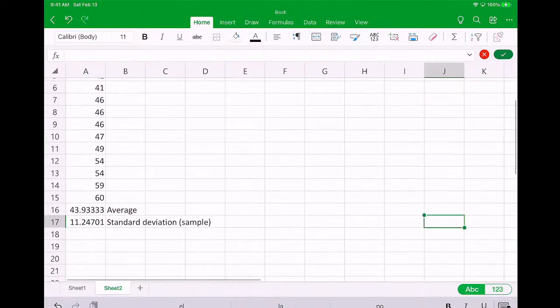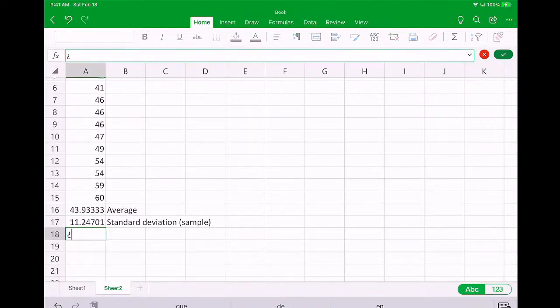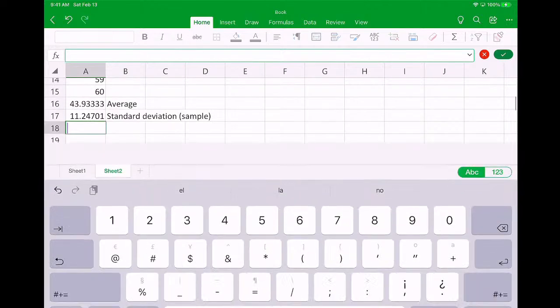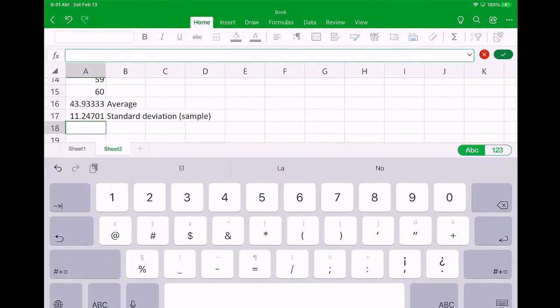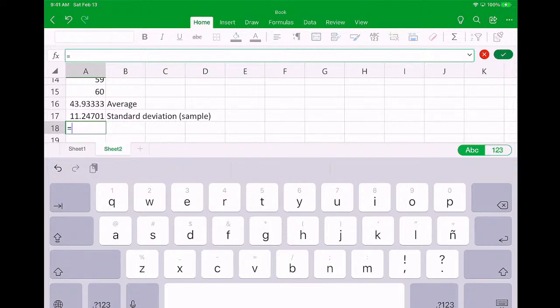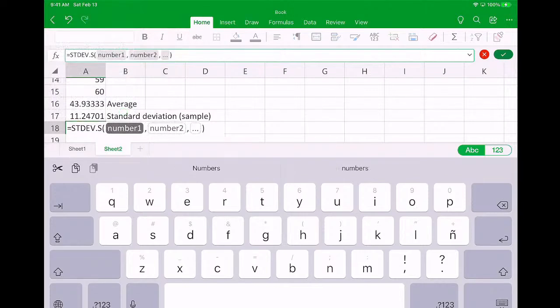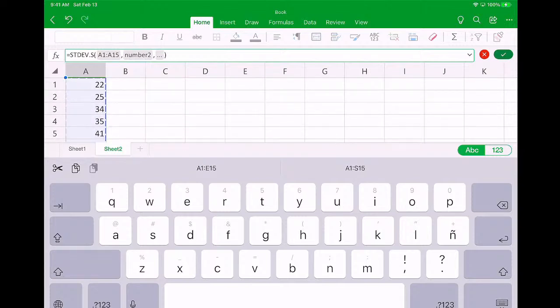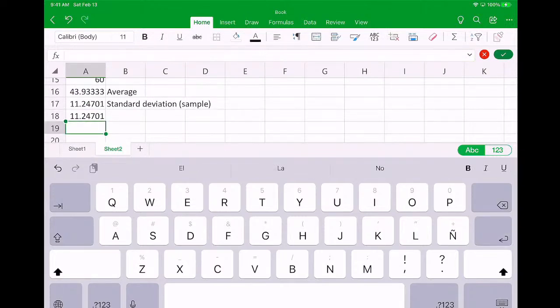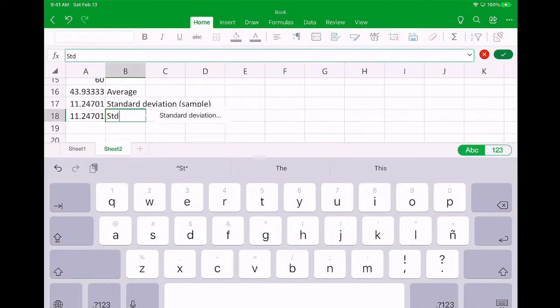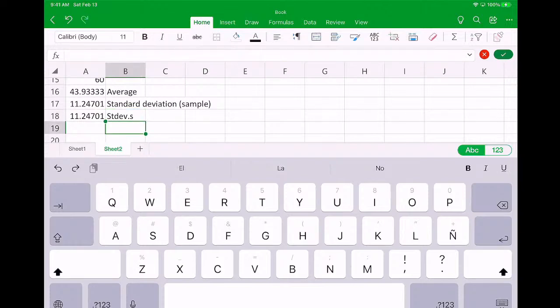And there's that other measure. What happened to my keyboard? Equals. If you say standard, you see there's a standard deviation .s. Let's see if that gives you the same thing. Yeah, it's the same thing. So that's standard deviation .s. So it distinguishes between sample and population. So that'll give you the same thing.